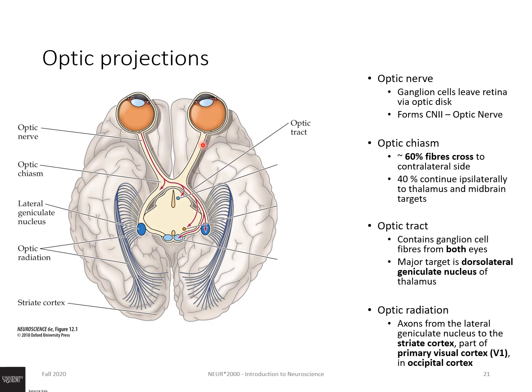So from this eye, you've got 60% of its fibers joining up with the 40% of the ipsilateral fibers from this eye. So the optic tract contains ganglion cell fibers from both eyes, and its major target is this lateral geniculate nucleus of the thalamus. So axons from the lateral geniculate nucleus then project to the striate cortex here.